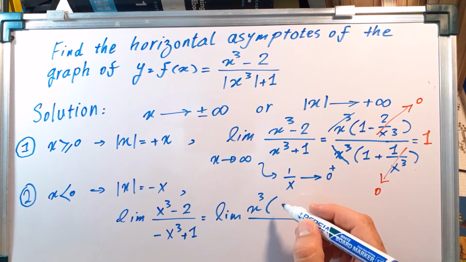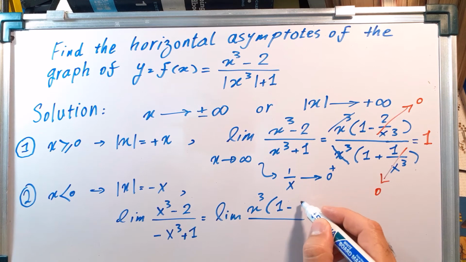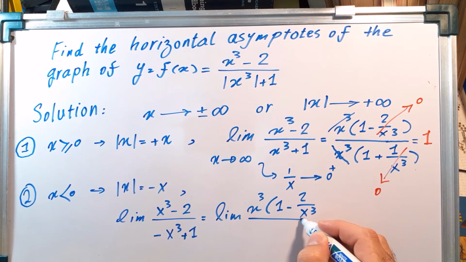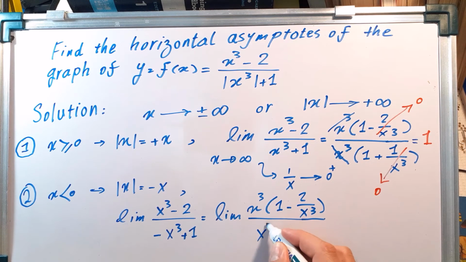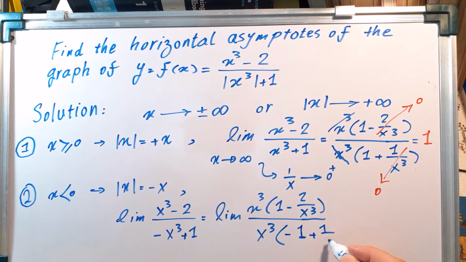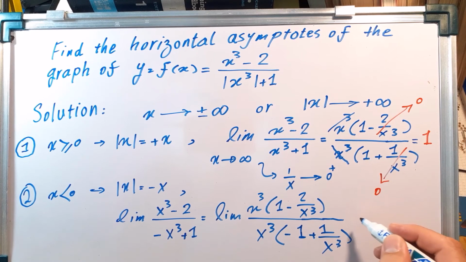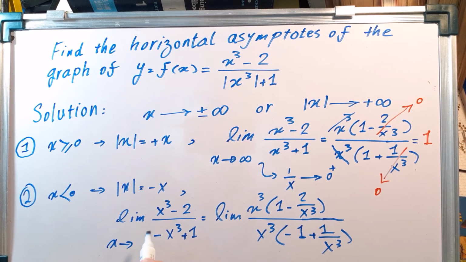x to the power 3 as the factor, 1 minus 2 over x to the power 3, and x to the power 3 times minus 1 plus 1 over x to the power 3, as x approaches minus infinity. So 1 over x approaches 0 from the left.